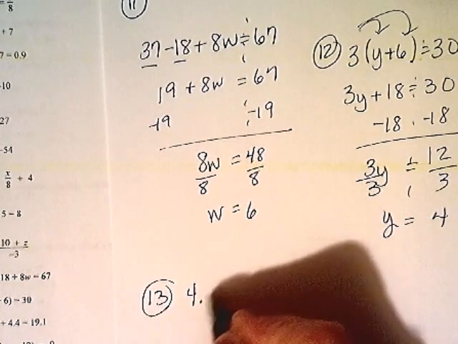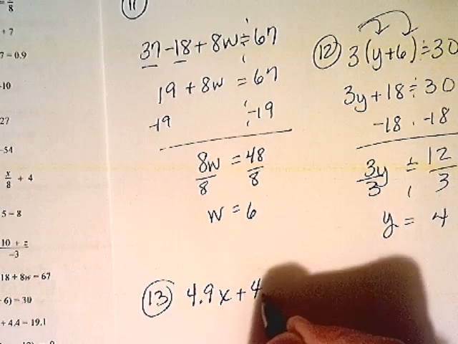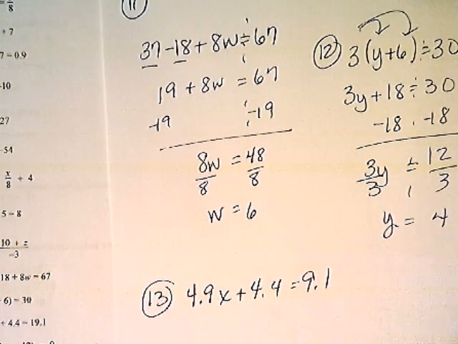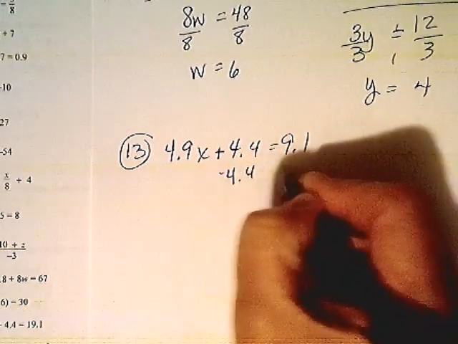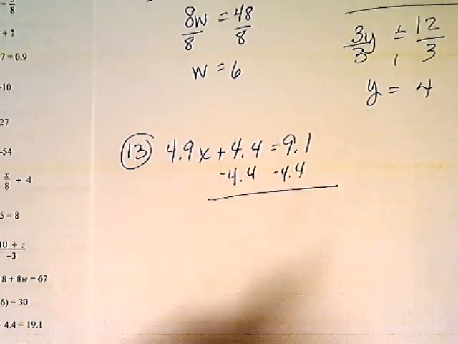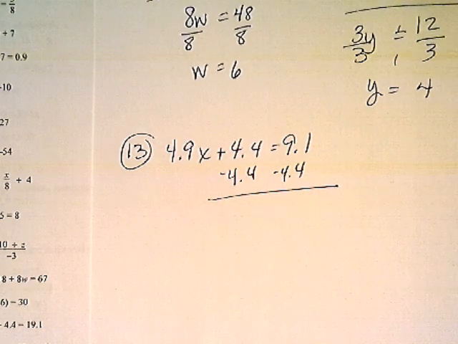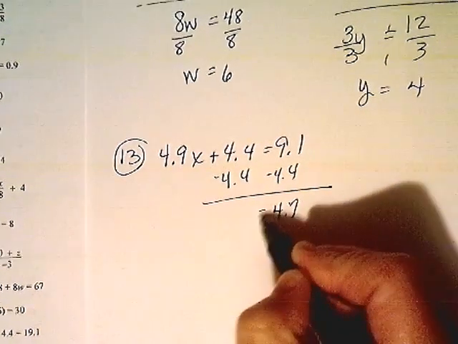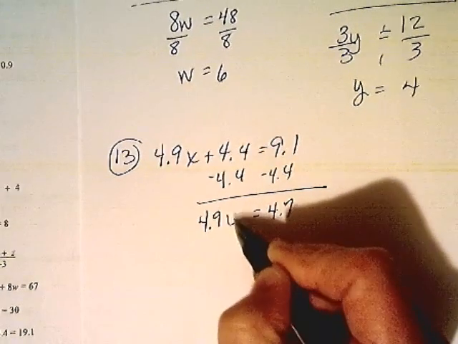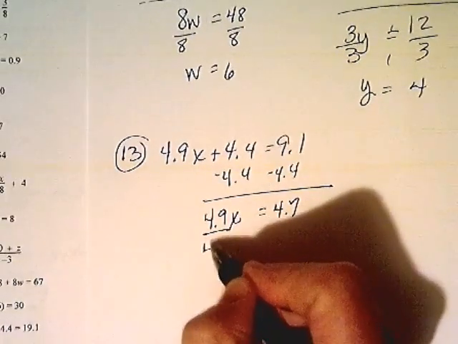Number 13 says 4.9x plus 4.4 is 9.1. We want to start by subtracting 4.4. So we get 9.1 minus 4.4 is 4.7. We want to divide by 4.9.